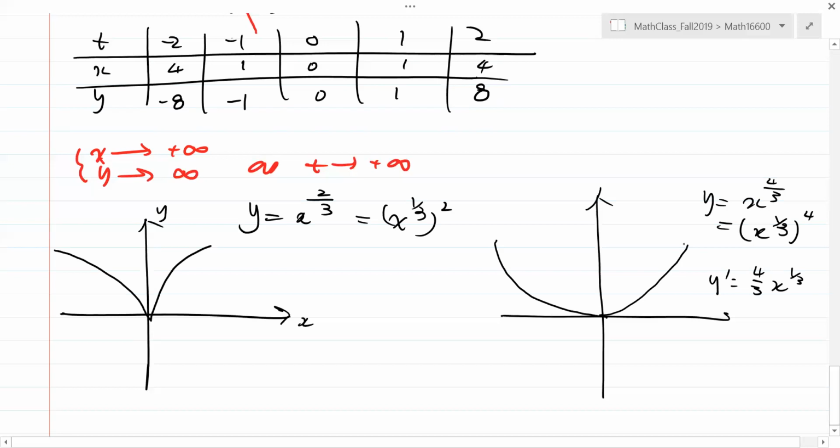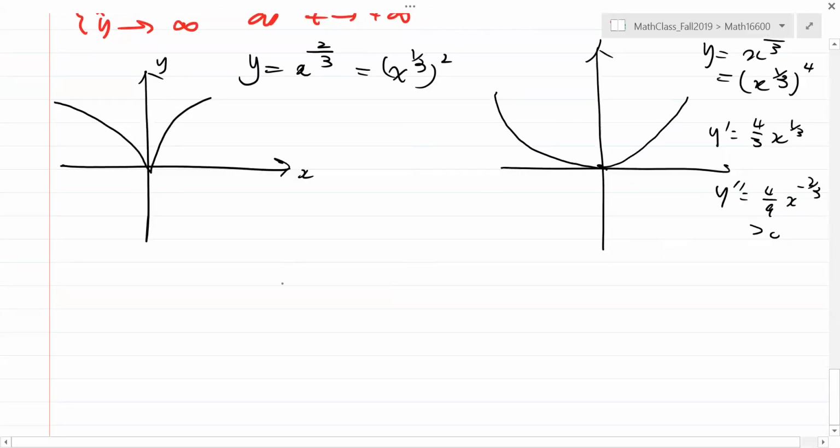And if you try to find the second derivative, you find that the second derivative is positive everywhere except for the origin. So that means the graph can curve up. You remember the graphing problem, yeah, 165. The second derivative is going to be 4/9 x to the -2/3. This is always positive, so it can curve up. Okay, so the graph looks like that.